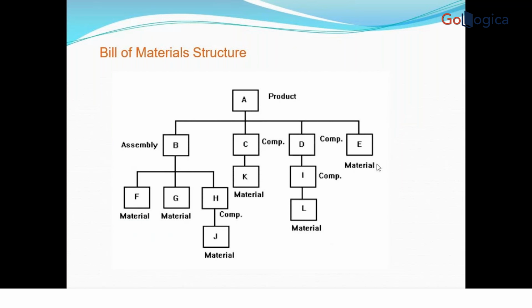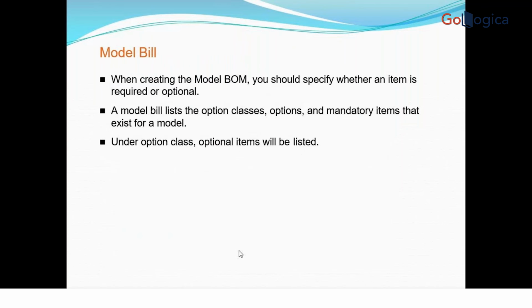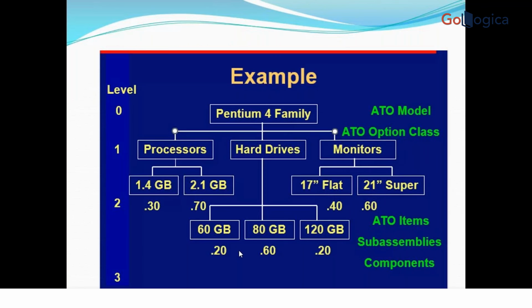When I book the order, I can see items like F, G, L, K. You can see the item numbers there. Whatever parts you selected, suppose you selected a processor, and the processor selected is 1.4 GB, then automatically in the sales order, when you expand the line items, you will see this also.